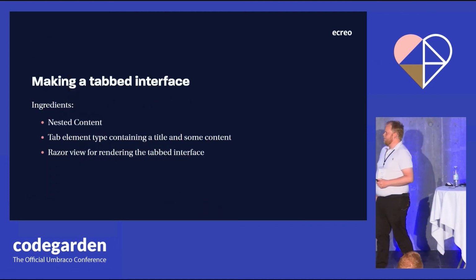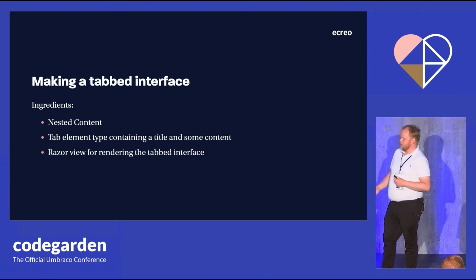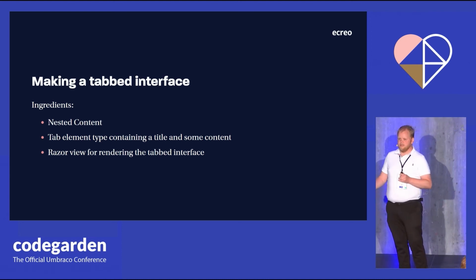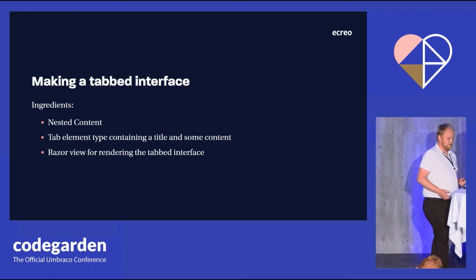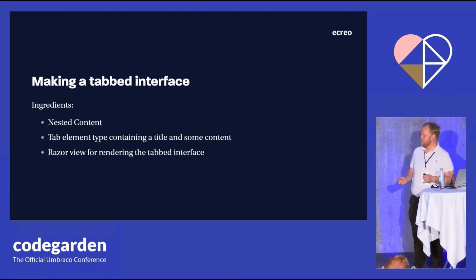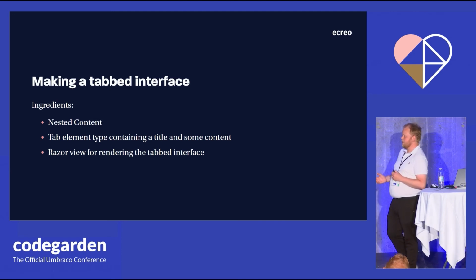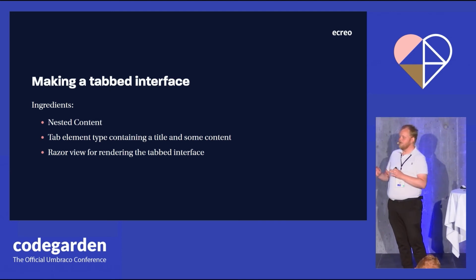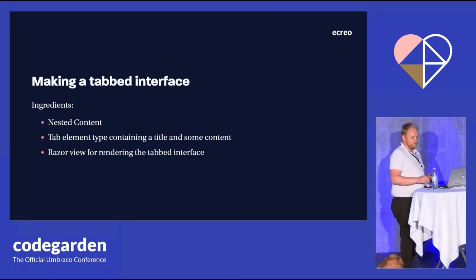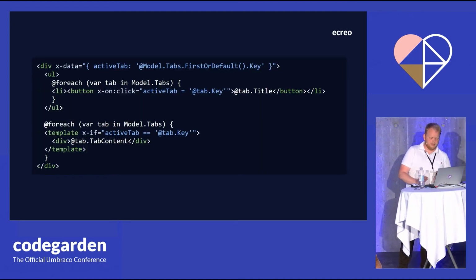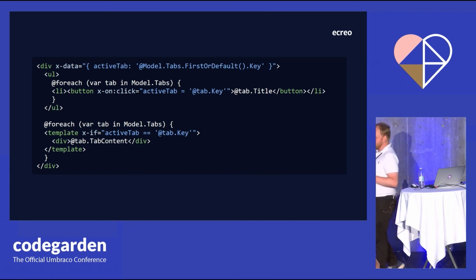Another nice example of how Alpine JS works well with Umbraco is if you need to do a tabbed interface of something. So I put the ingredients down as you need a nested content property, you need an element type for each tab, and the most basic of that should contain a title and some content. And then, of course, a Razor view for rendering the tabbed interface. So it would look something like this.